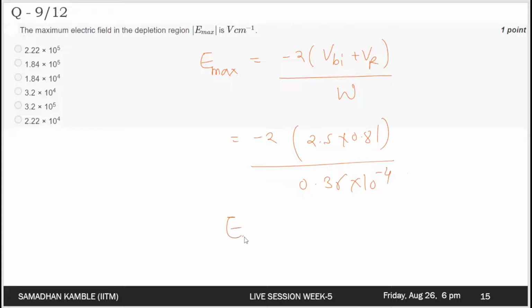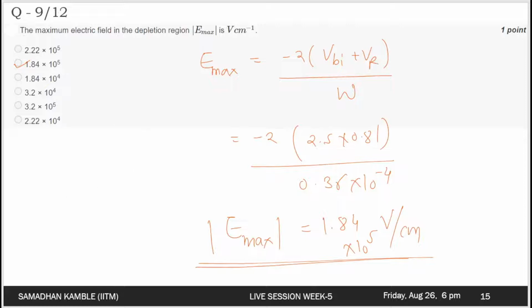So we'll have E max is nothing but 1.84 volt per centimeter times 10 to the power 5 actually. Okay, you just need to calculate this simply. We'll get the value of the maximum electric field in the depletion region as 1.84 times 10 to the power 5 volt per centimeter.